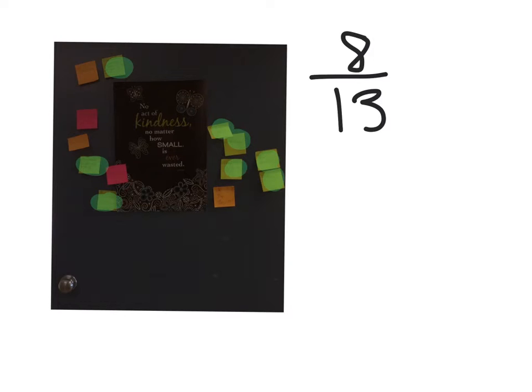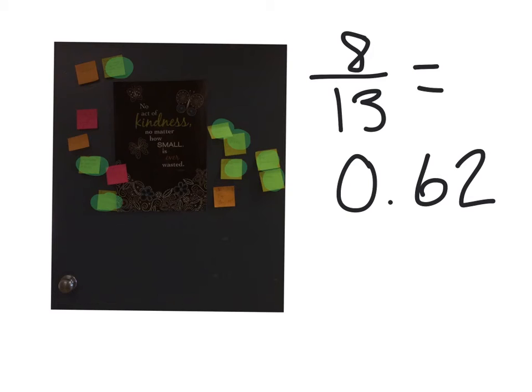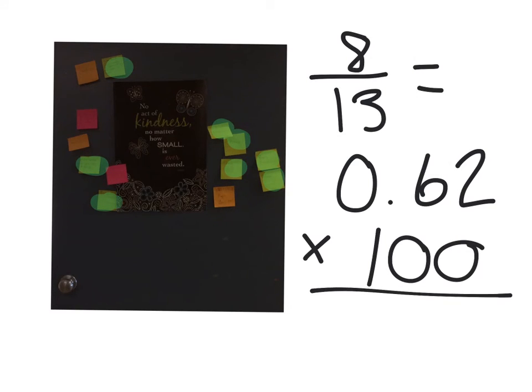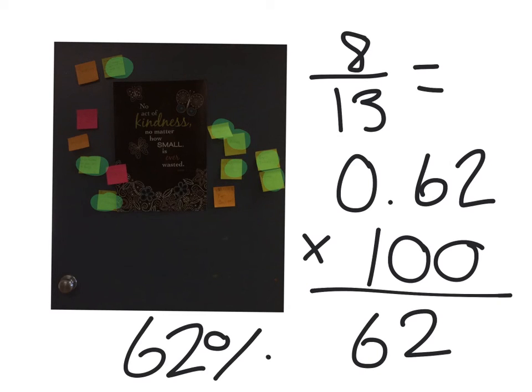Now you divide that, which would equal 0.62. Now you're going to times that by 100, which would equal 62. So 62% of the sticky notes on the door are green.